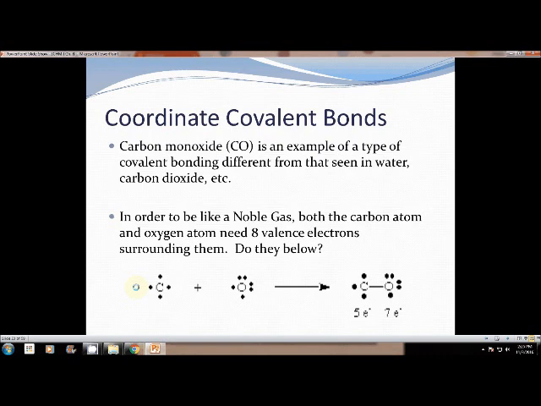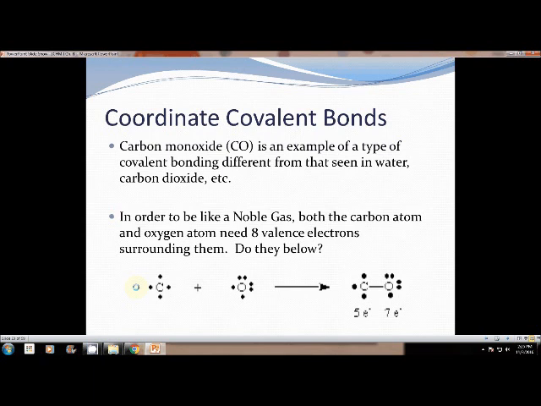So for carbon monoxide, we take 1 carbon with 4 dots, because it's in column 4A, and 6 dots around an oxygen, because it's in 6A, and we bond them once. Remember, the line means the bond. So when we bond it once, the carbon now has 5 electrons around it, and the oxygen has 7 electrons around it. So it's not ready yet.